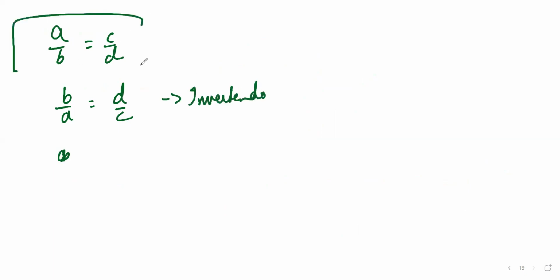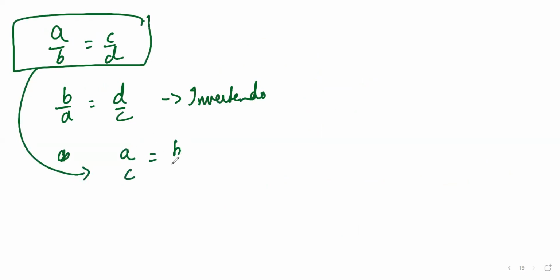With this box as a reference, this proportion, then I can put C down and swap the positions of B and C. That means the mean positions change. Then it becomes alternando. I'm alternating, isn't it? It is alternando. Then I can say A plus B by B.